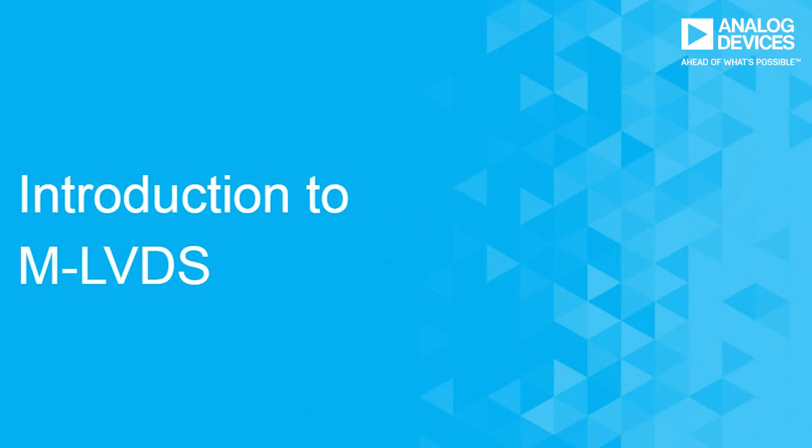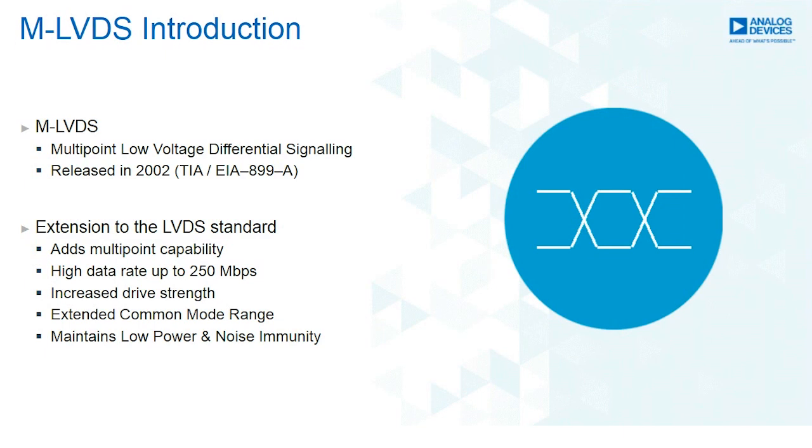So M-LVDS stands for Multipoint Low Voltage Differential Signaling. It's a physical layer standard that was released in 2002 by the Telecommunications Industry Association and the Electronic Industries Association under TIA/EIA-899-A. It's designed specifically for high-speed communication at several hundred megabits per second between multiple nodes on a single differential cable or backplane.